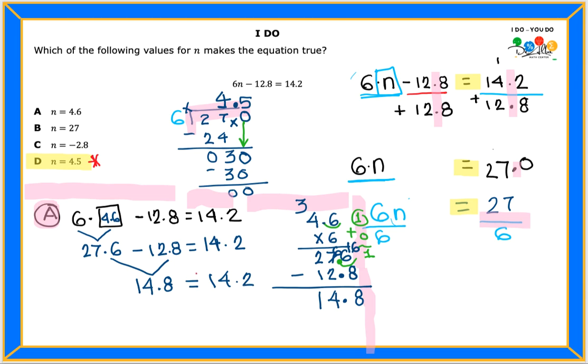And I know it's not equal. So the only value that could work would be this 4.5 right here. So A cannot really be the answer. This was just an example on how to do substitution, and we stick to the answer that we found algebraically. Okay guys, thank you.